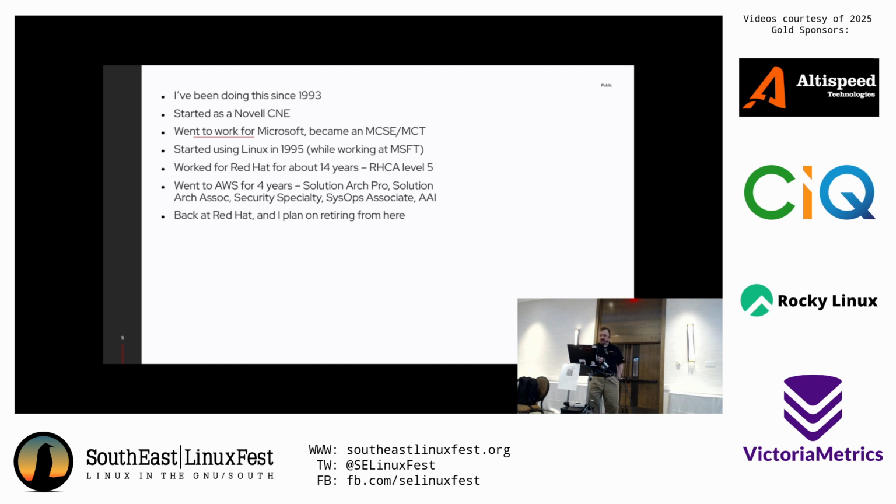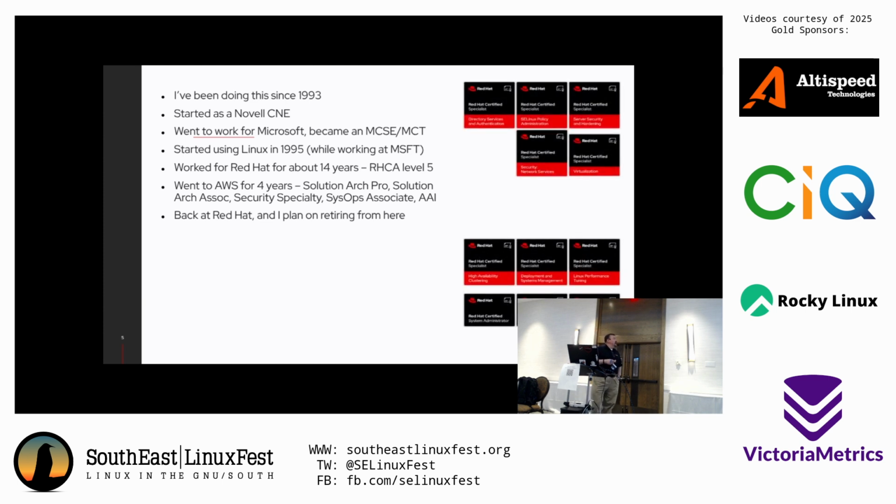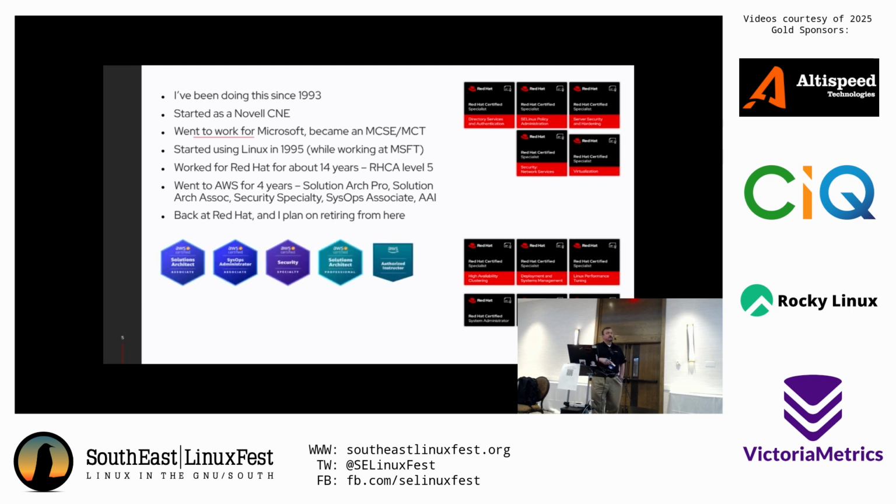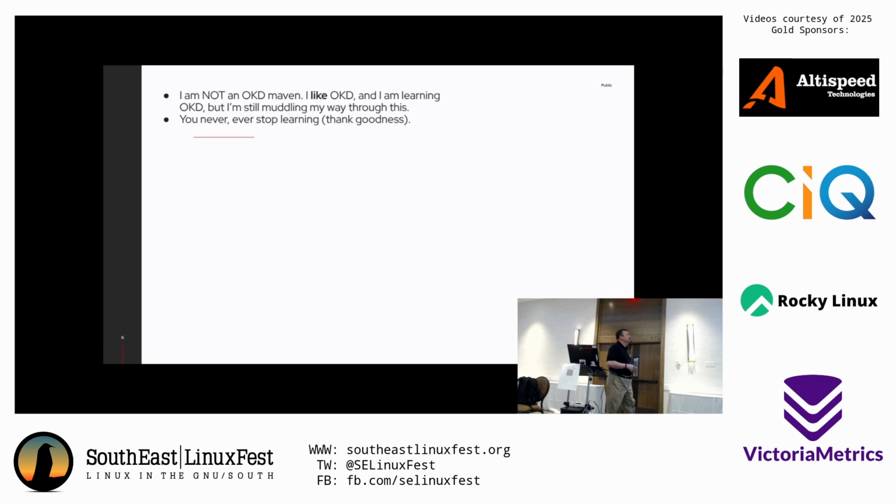I was a Red Hat certified architect, level 5. Then I went over to AWS for a few years, became an AWS certified solutions architect, and then realized I had lost my mind and came back to Red Hat. And so I am here, and I plan on retiring from here.